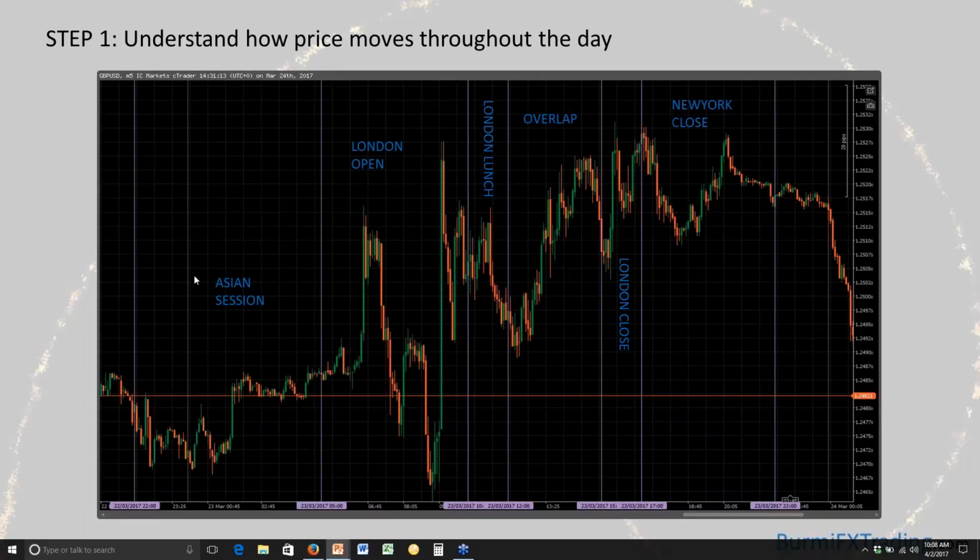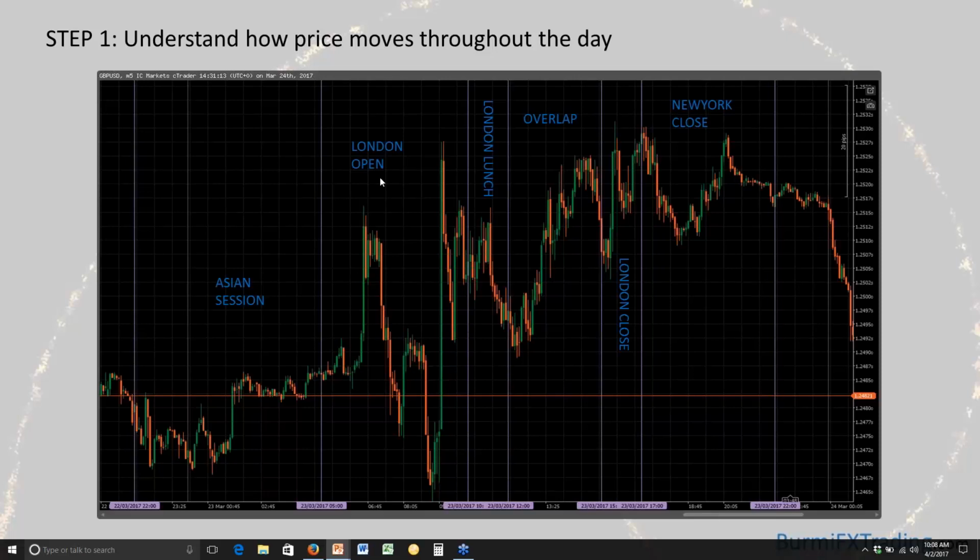So here we have a market example. We have the start of the day here, then we have Asian session first, then we have London Open, London lunch, overlap, London close, and New York close. When you start to take sample sizes, even after taking like 20 sample sizes for the Asian session, you're going to notice the price movement during Asian sessions. Price is not very volatile. It's mostly range bound. It just stays in a range of like 20 pips or 30 pips.